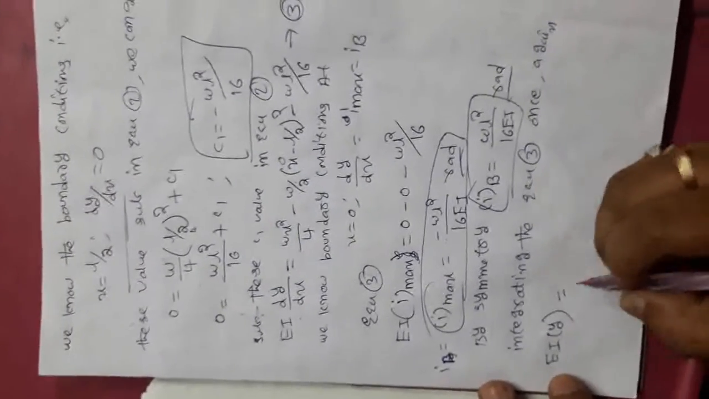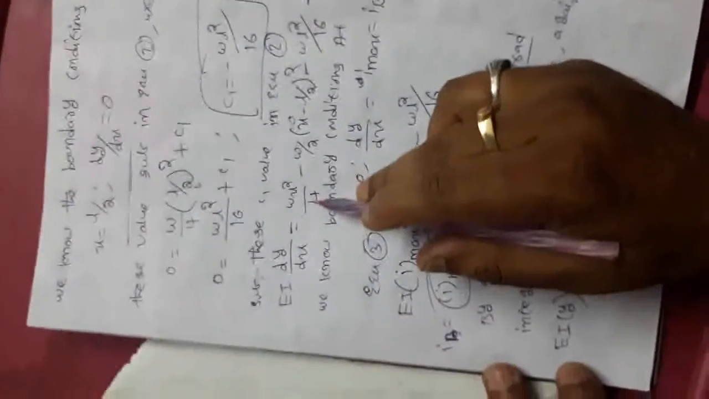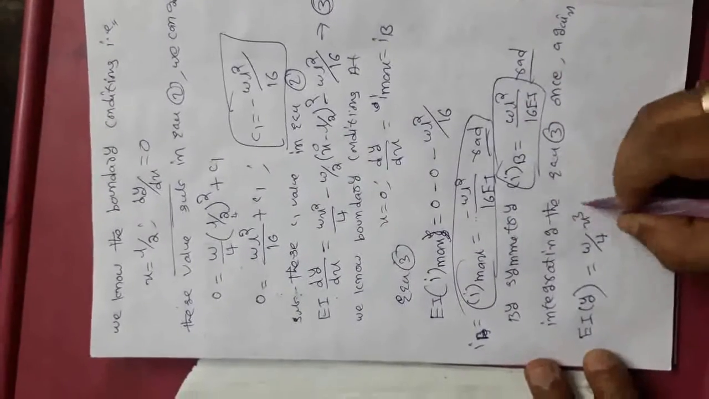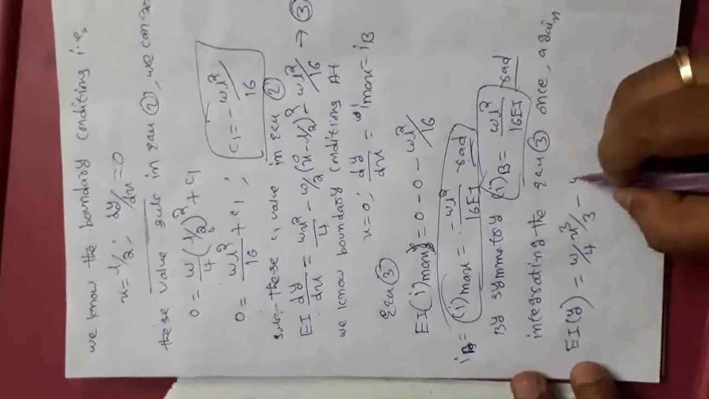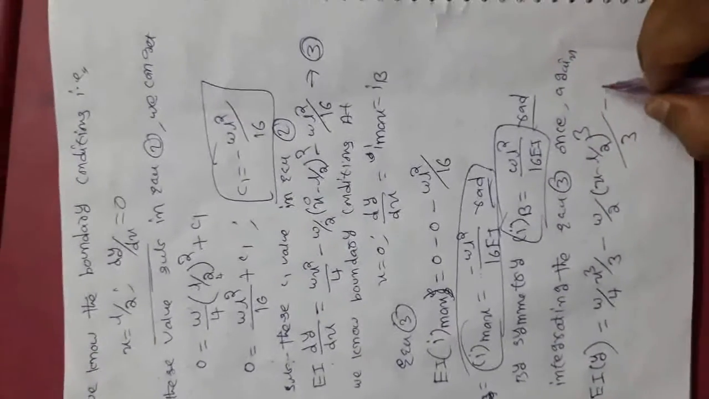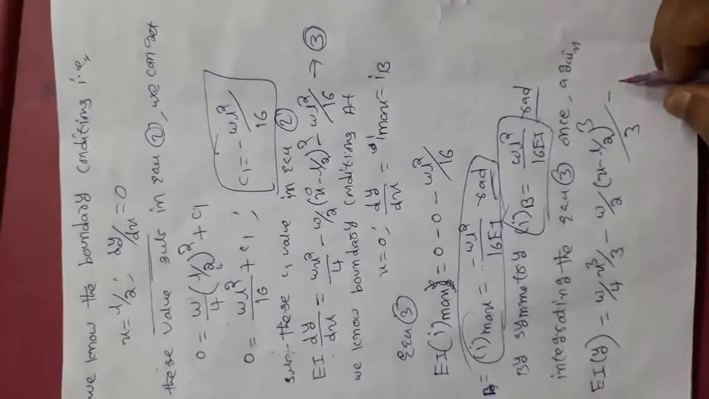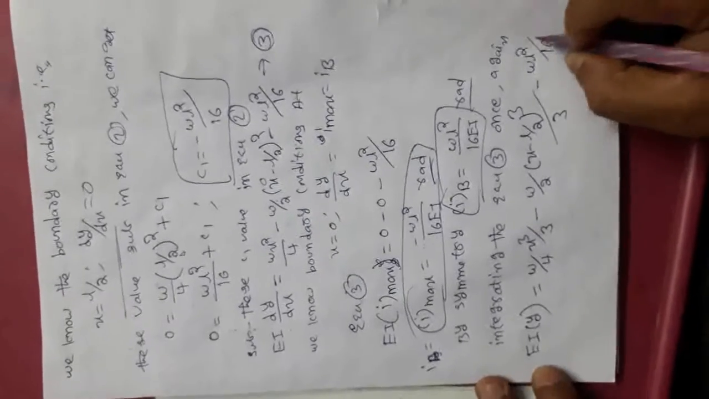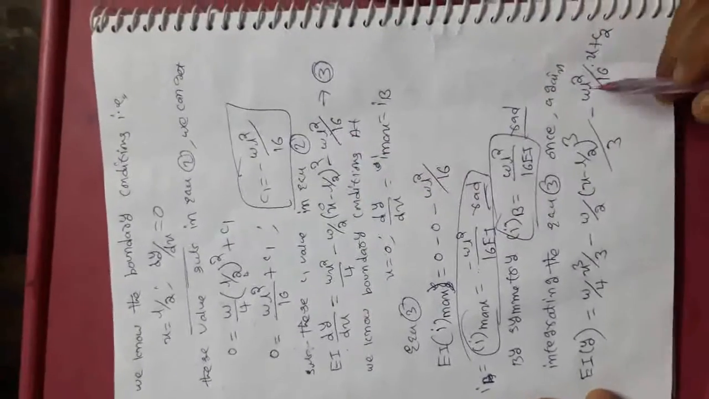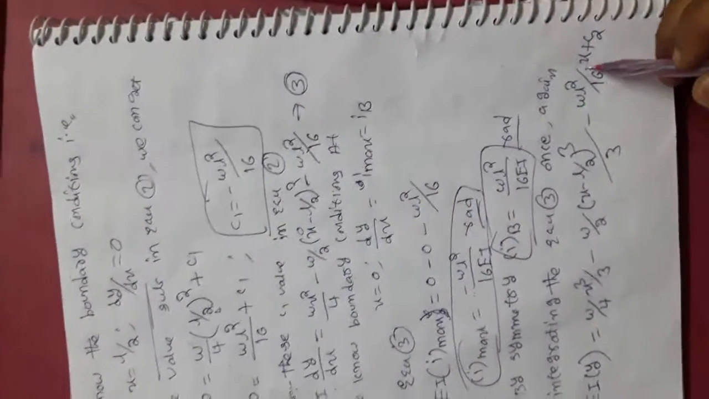And next, equal to W by 4. So x square integrating is nothing but x cube by 3, minus W by 2, which is the constant value, times x minus L by 2 whole cube by 3, and minus WL square by 16 times x plus C2. This is a constant. WL square by 16, with respect to x, is nothing but into x plus C2.